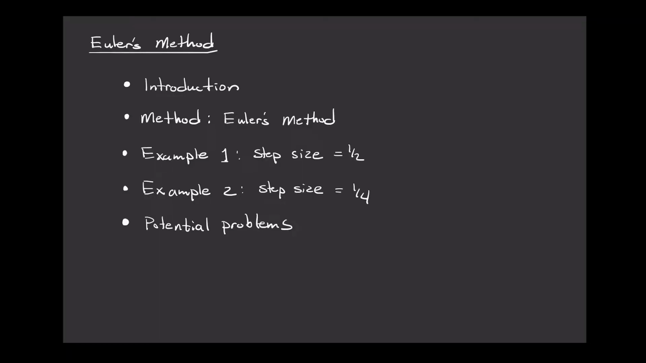Welcome. Let's do some Diffie Qs. Today we're going to learn about Euler's method. This is an example of a numerical method. We would use a numerical method when it's either not easy or feasible to find a solution formula. For some differential equations, there may simply be no solution formula. So we have to approximate a solution, and to do that we use a numerical method. Euler's method is one such method.